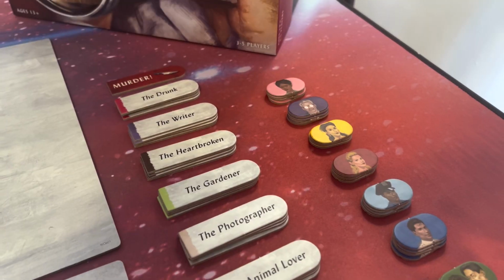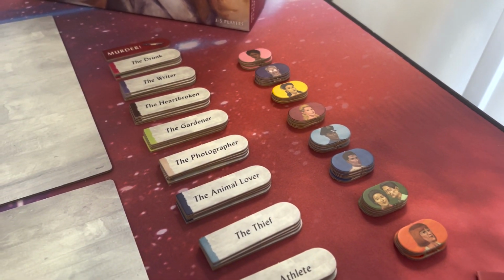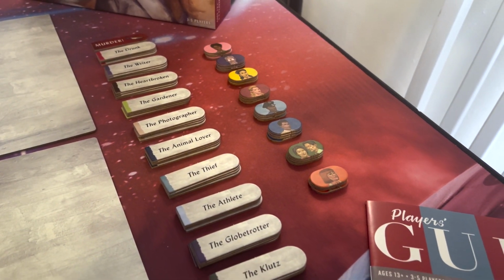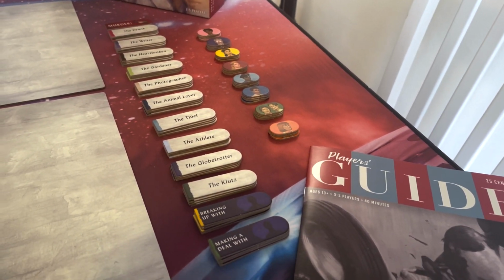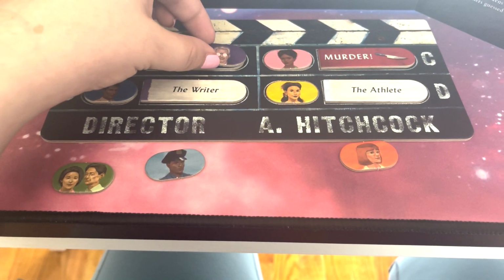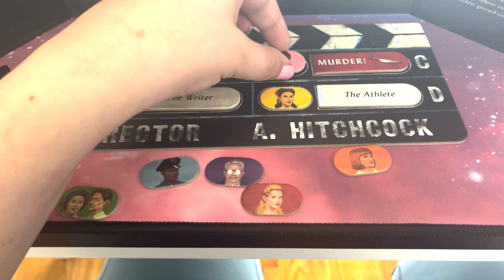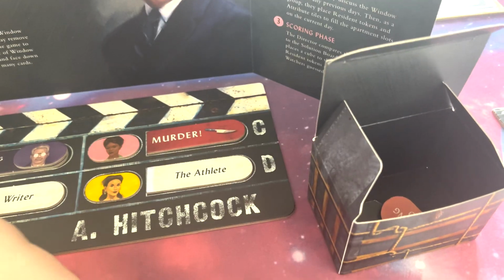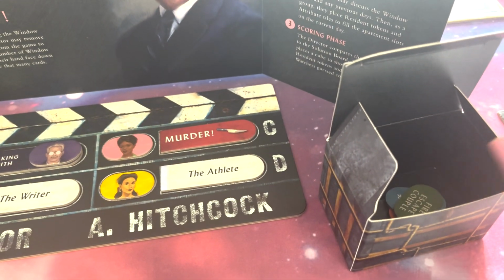Now, what I love about this game is that at the beginning, there's going to be a series of attributes that are chosen that are going to be in play. It's going to be things like the globetrotter, the virtuoso, the writer, the heartbroken. There's also some relationship tiles, like making a deal with so-and-so or breaking up with so-and-so. And then there is also a murder tile mixed in. Now, the murder tile will not be in every game, because out of the 12 tiles that get picked, only 4 of them are going to get assigned at random.